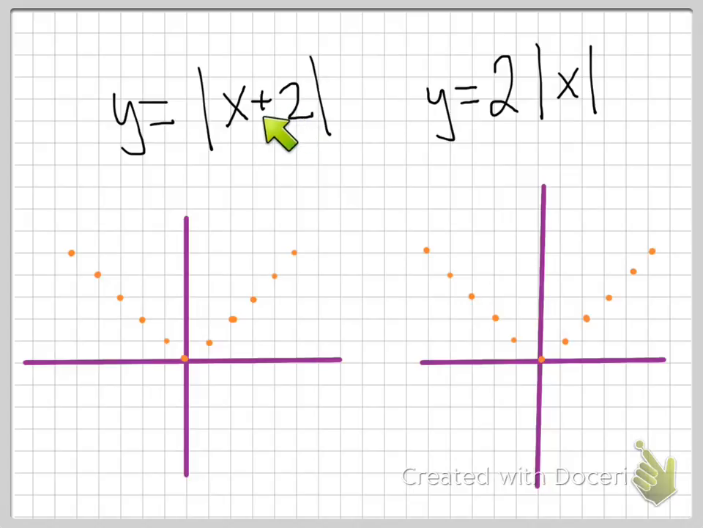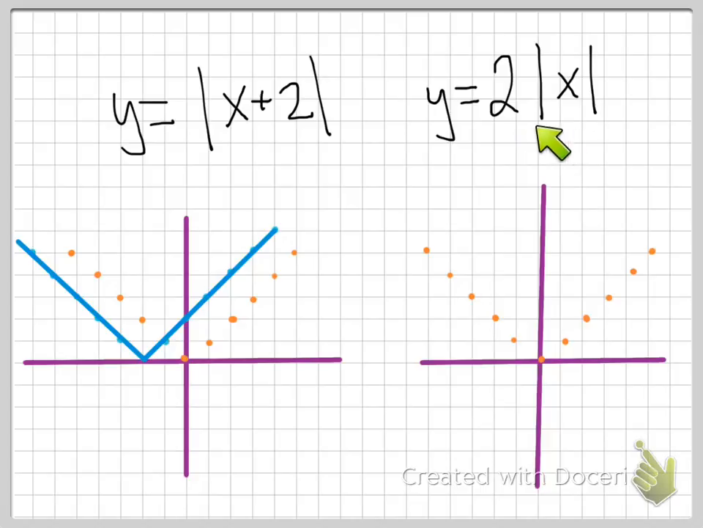Now this transformation is adding 2 on the inside of the function, which means this function is being translated to the left 2. So I take every single one of those points, I move them to the left 2, and there's my function.